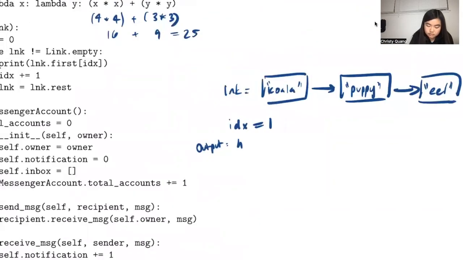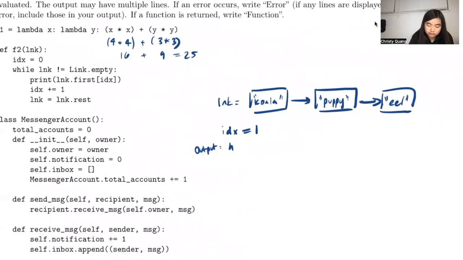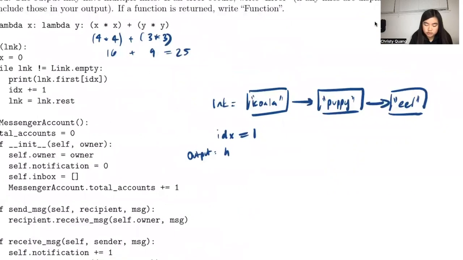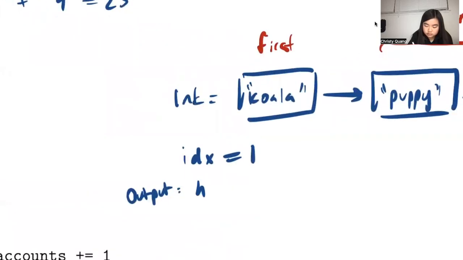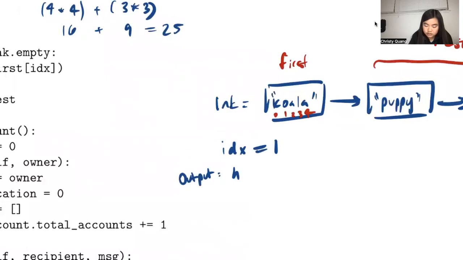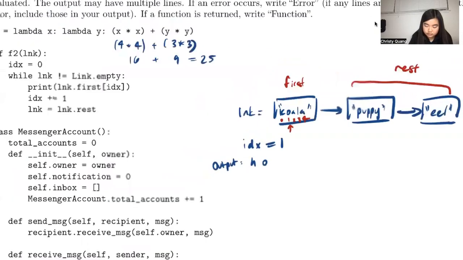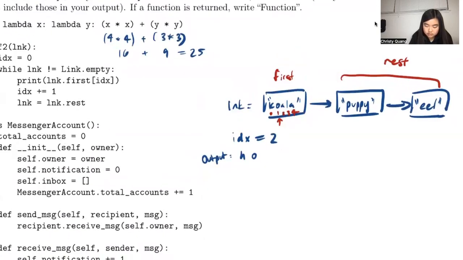Okay. Now let's do our check again. If link is not equal to an empty list, okay, it's not equal to an empty list, so we can keep going. So print link dot first at index, and this is the first, and this stuff right here is rest. So let's go 1, 2, 3, 4. So at index 1, that corresponds to the character O. So let's add that on, and then we update IDX by 1, and then let's update link.